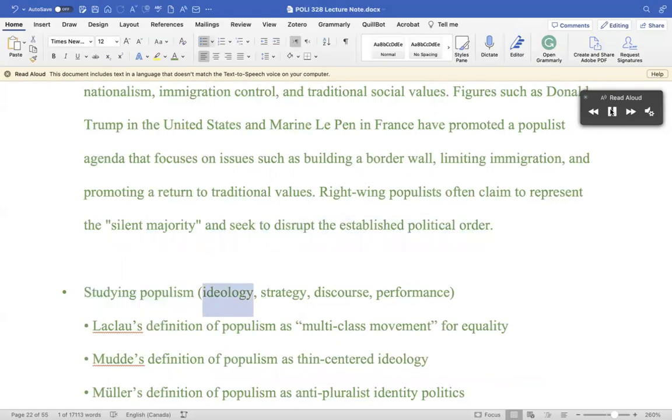Studying populism: ideology, strategy, discourse, performance. Laclau's definition of populism as a multi-class movement for equality. Mudde's definition of populism as a thin-centered ideology. Müller's definition of populism as anti-pluralist identity politics.